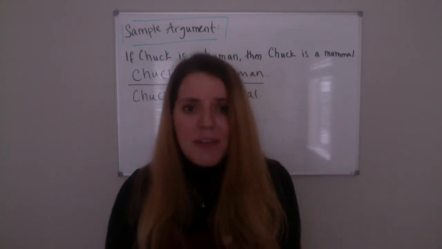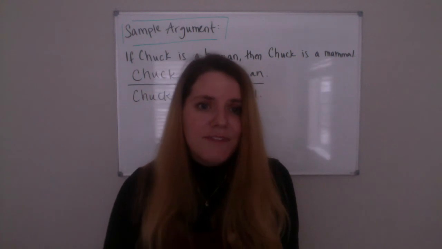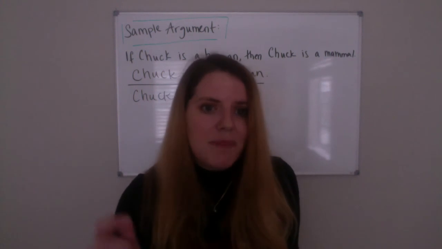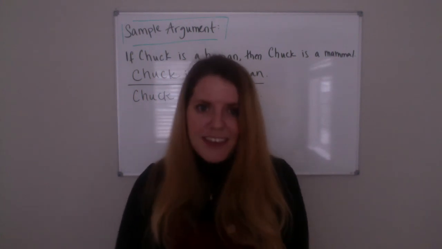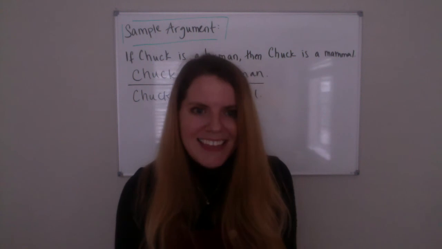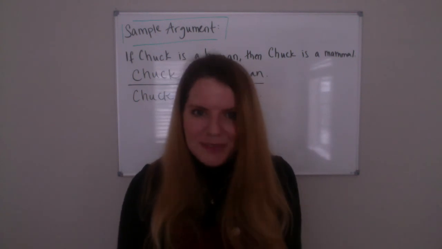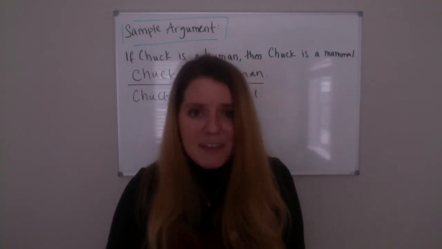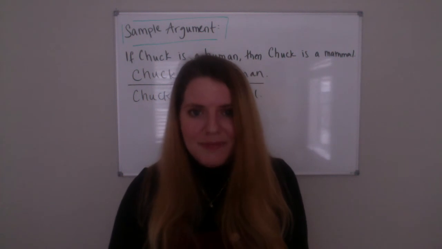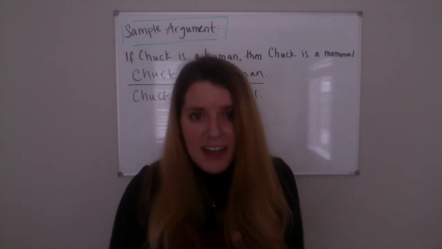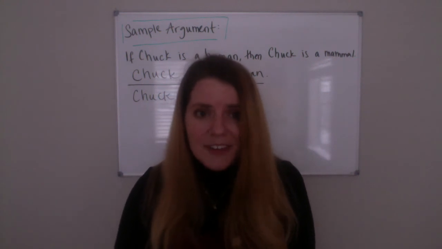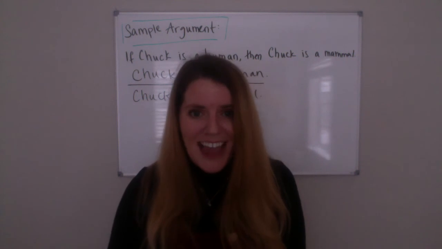Remember that when we're talking about validity, we're only concerned with the form of an argument and not the content. We say that an argument is valid if it's impossible for the premises to be true and the conclusion to be false. But we're not saying anything about whether the premises are actually true. It's the other property of a good argument, soundness, that is concerned with whether or not the premises are actually true. An argument is valid if it's impossible for the premises to be true and the conclusion to be false. An argument is sound if it's valid and the premises are actually true.